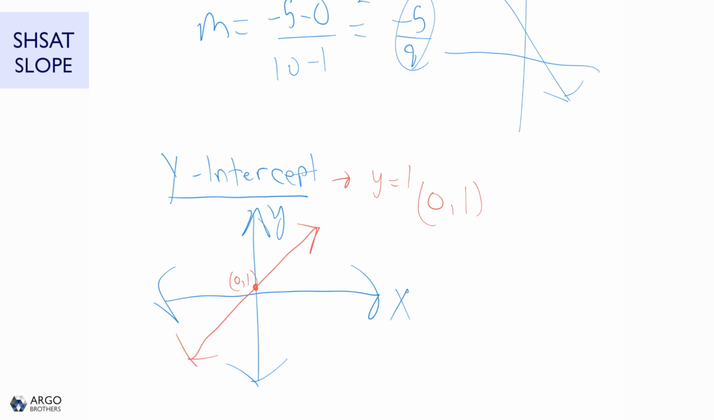And now let's find the slope of this line. Let's say another point here would be (1, 3). This is (1, 3). So the slope would be rise over run. So 3 minus 1, which is 2, over 1 minus 0, which is 1, slope of 2. So this has a y-intercept of 1 and a slope of 2.